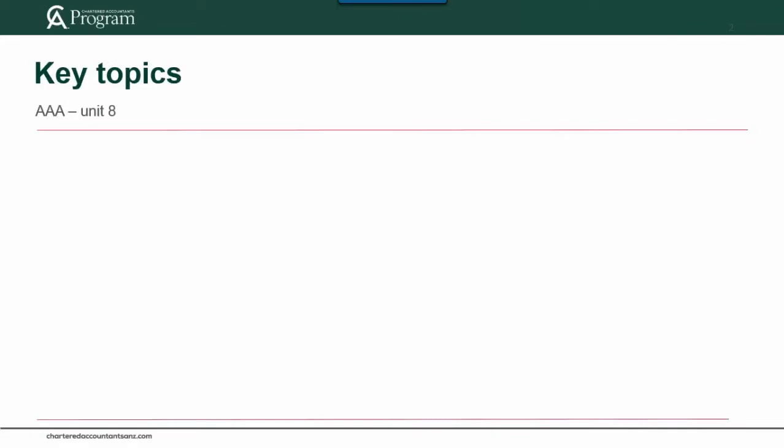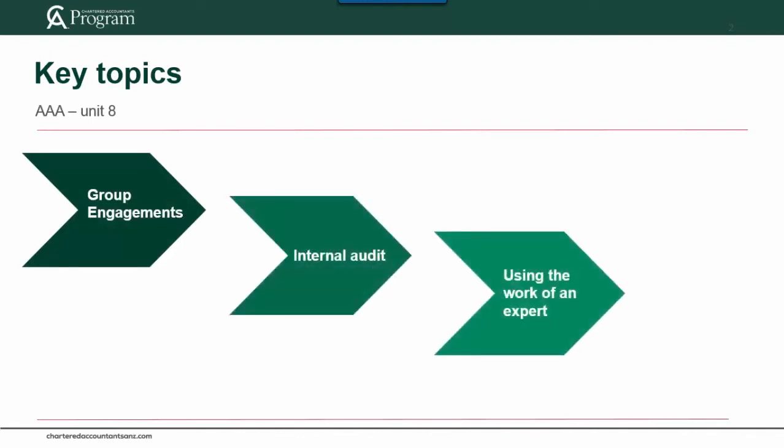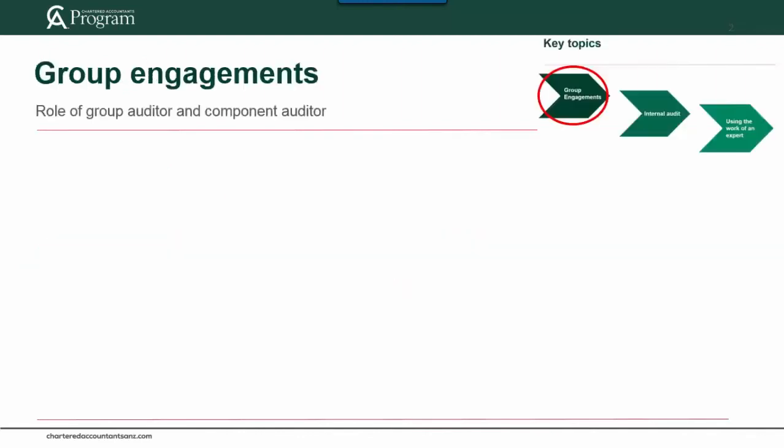Unit 8 discusses engagements where the auditor uses the work of others in performing the audit. The unit covers the following key topics: group engagements, internal audit, and using the work of an expert. Let's start with group engagements.